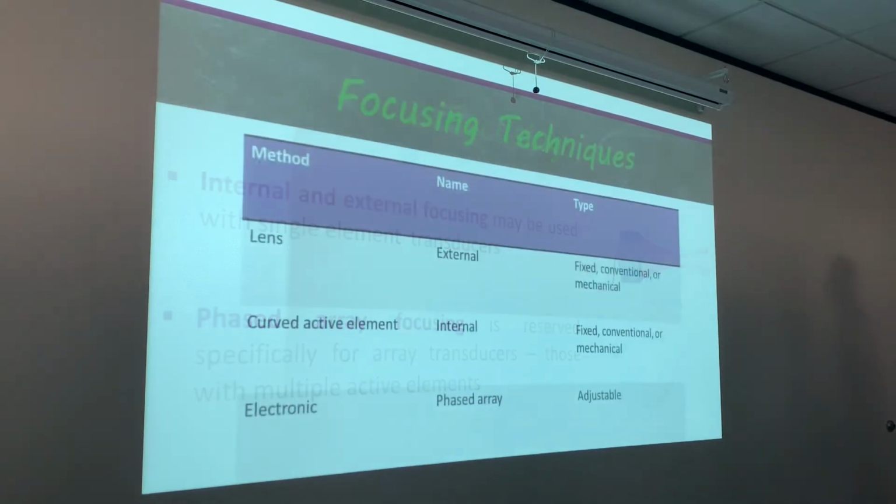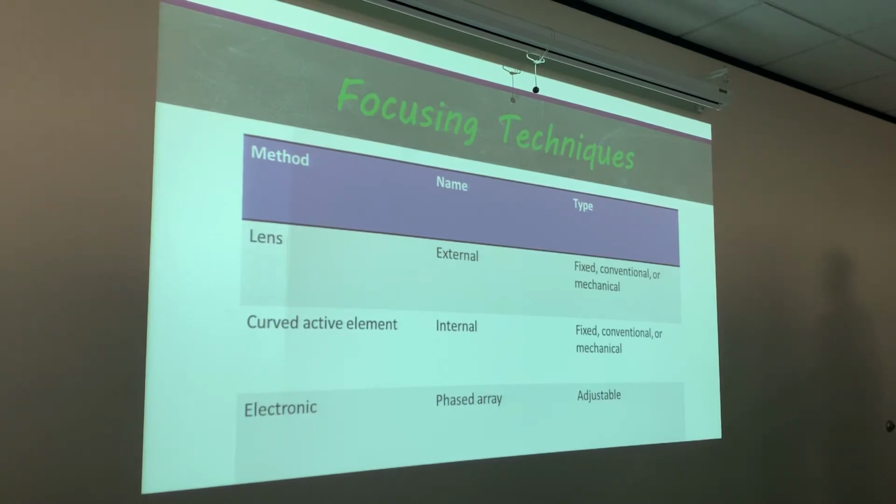All right. So again, these are our methods right here, guys. A lens, which is external focusing, right? Think about a pair of glasses. Both internal and external focusing are known as fixed, conventional, or mechanical types of focusing. Remember, we were talking about our sound beams. That's how we're able to know how the frequency affects beam divergence, and how the diameter of the PZT affects beam divergence and focal depth, right? Because those are fixed, conventional, or mechanical focuses.